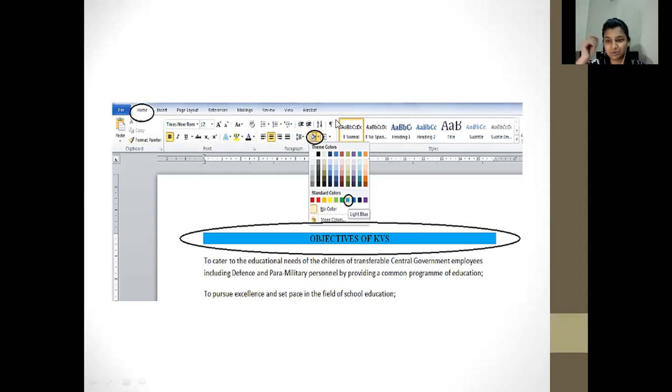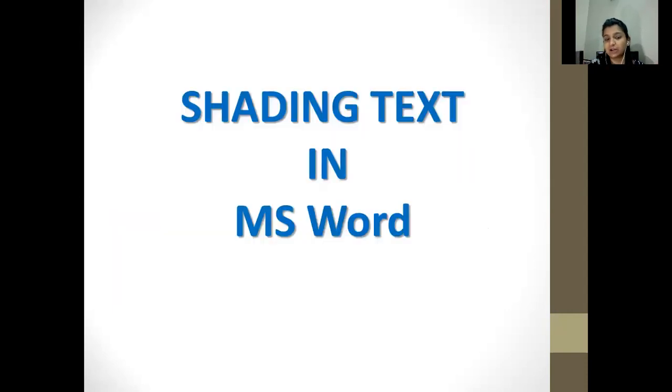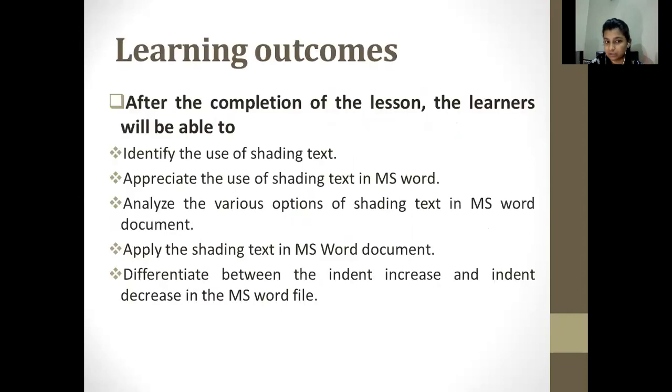In drawing also we used to do shading, isn't it? So in MS Word also we call it shading text. This is our today's topic, that is shading text in MS Word. While creating in MS Word, we require shading on a text. It could be a background color also, it could be a text color also, that is shading text. This is what we're going to learn about in today's class.